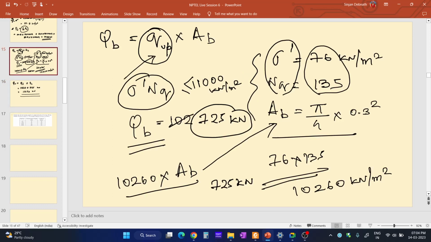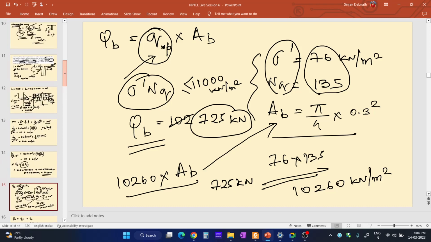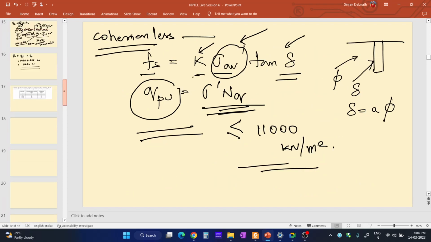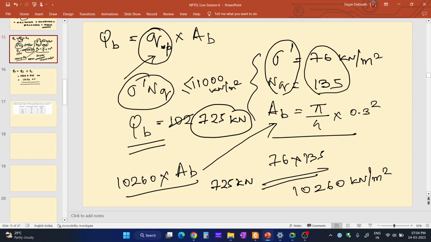Yes, sir. Is QB equal to QPU, or do we write it as PU? Yes, that is PU. This one is PU. Okay, that's why I was having that doubt. QP. Okay, sir. Now it's okay. Thank you.